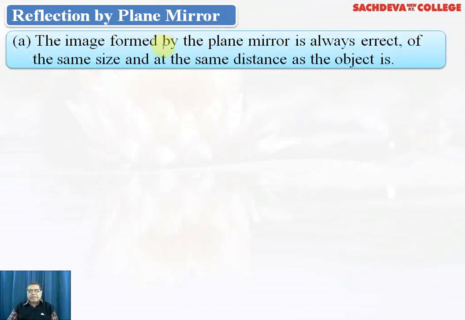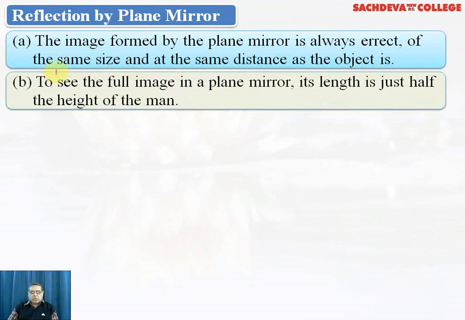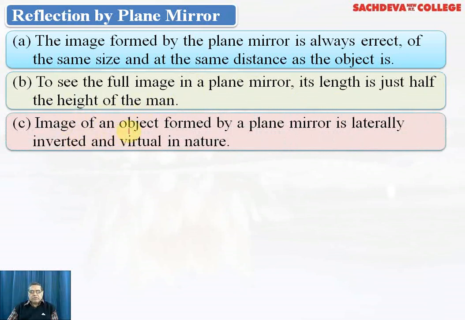Now, we will discuss the reflection by a plane mirror. The image formed by a plane mirror is always erect, on the same side and at the same distance as the object is. To see the full image in a plane mirror, its length needs to be just half the height of the object, that is, the height of the man. The image of an object formed by a plane mirror is laterally inverted and virtual in nature.